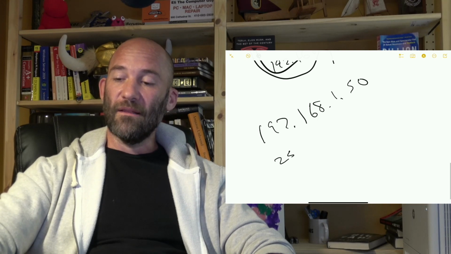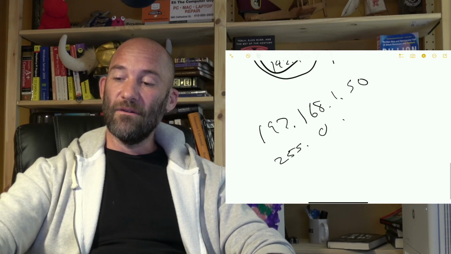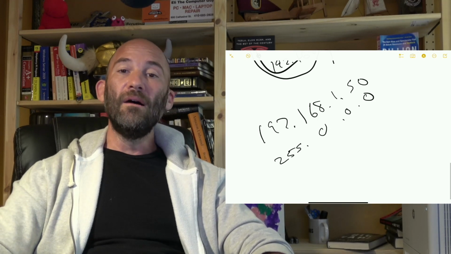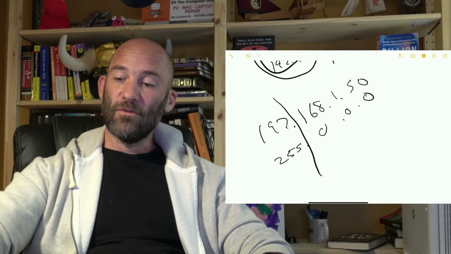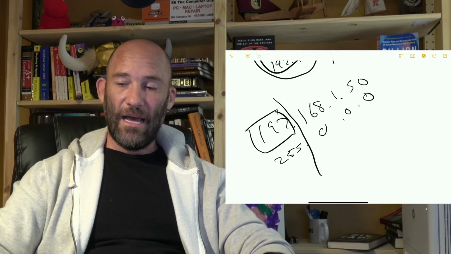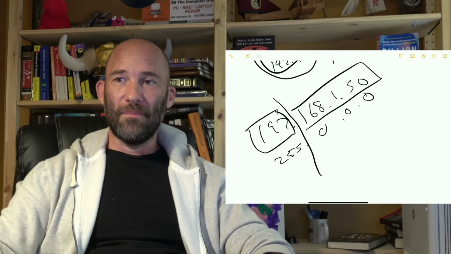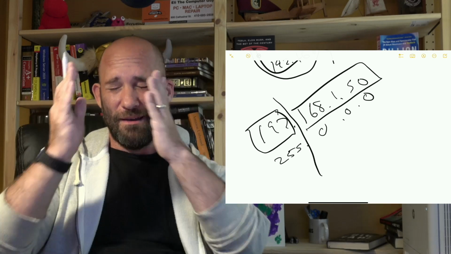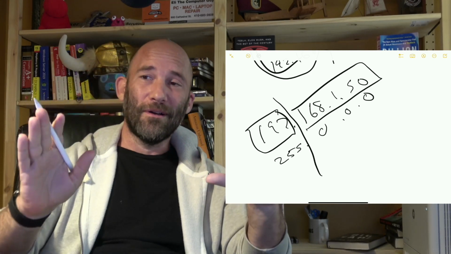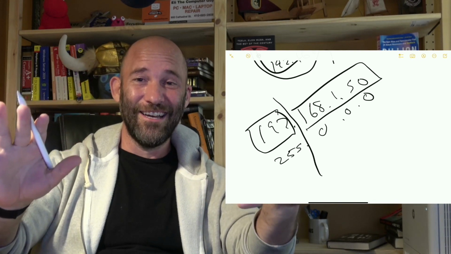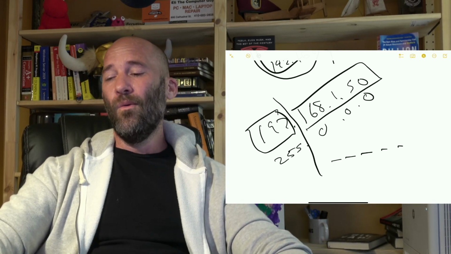192.168.1.50. Theoretically, if you had a 255.0.0.0 subnet mask, that means this would be the 192 network, and the rest of this would be the identifier for the computer. Now, to be clear, again, we're going to have to do a class on octets.